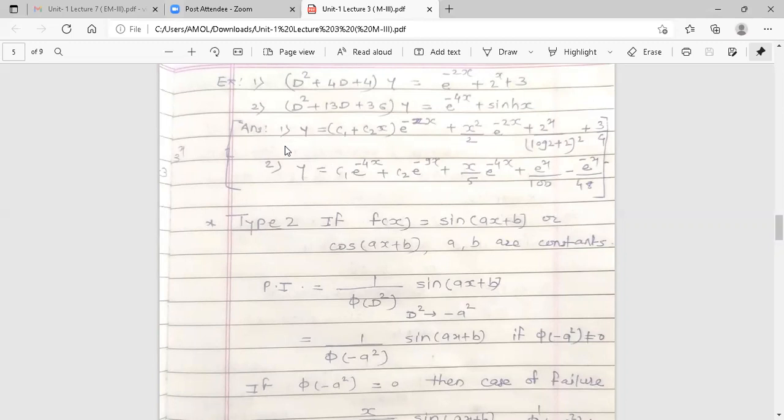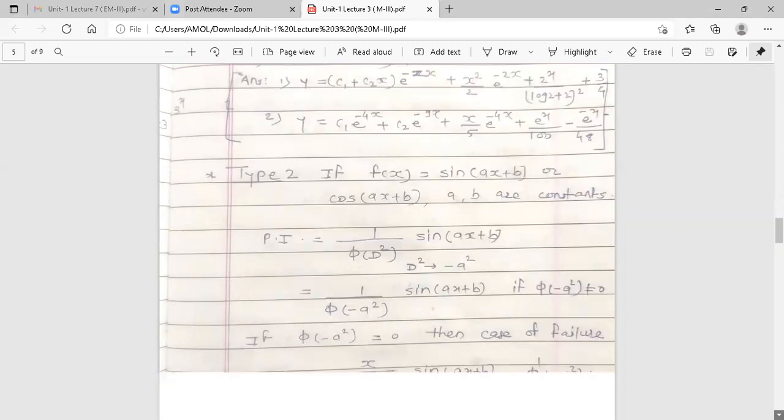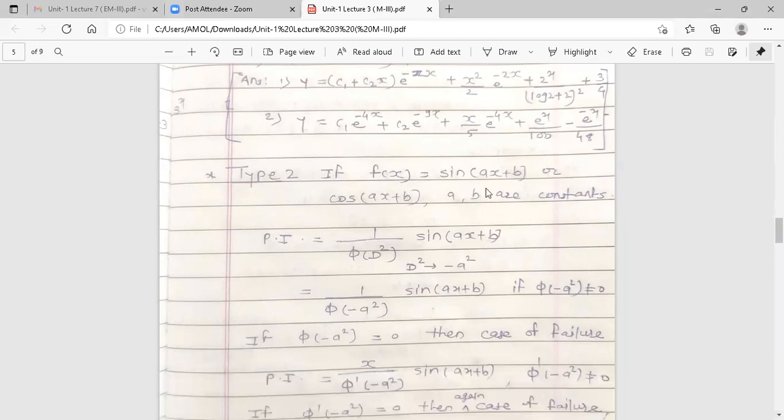Now the second type, or case 2 of the shortcut method. Case 2 is when the function f of x is sine of ax plus b or cos of ax plus b, where a and b are constants. Then what is the formula for PI? PI is equal to 1 upon phi of D square into sine of ax plus b.